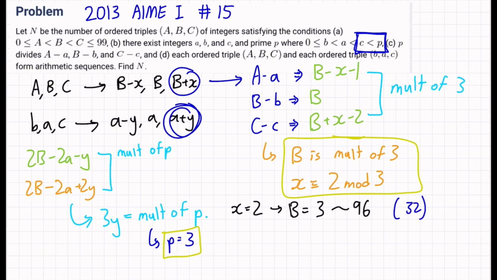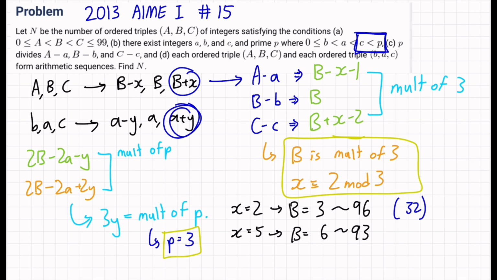And then next one, if x is equal to 5, right? The reason we jumped from 2 to 5 is because x is 2 mod 3, and so the next x value is 5. And so this gives us b is equal to 6 to 93, because 6 minus 5 has to be greater than or equal to 0, and 93 plus 5 has to be less than or equal to 99.